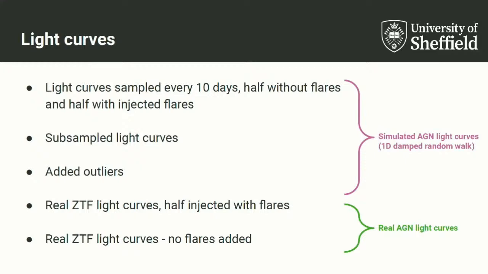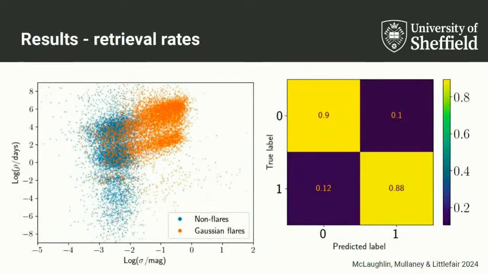I don't have time to discuss all of the steps here, but I think the most insightful thing that we did was we actually injected simulated flares into a sample of real ZTF light curves to see how the Gaussian process would fare. So here are the results. On the left-hand side are the hyperparameter distributions for the flares and non-flare space. And as you can see, there is significant overlap. And as such, I've produced a confusion matrix on the right-hand side. What I've done is I've chosen a probability cutoff above which to contain a flare, simply to produce this confusion matrix to show you.